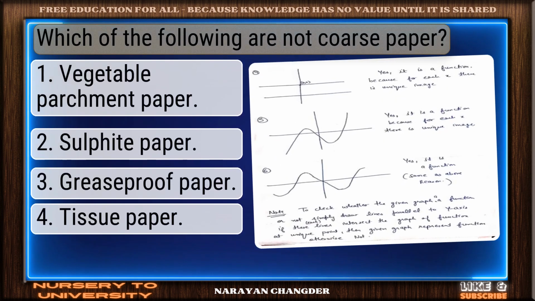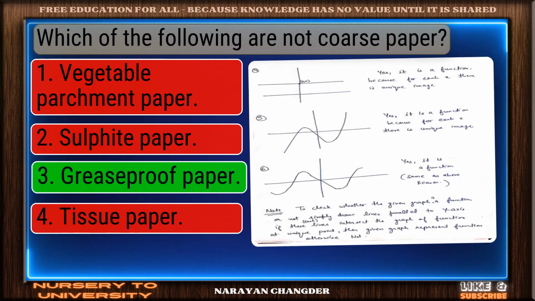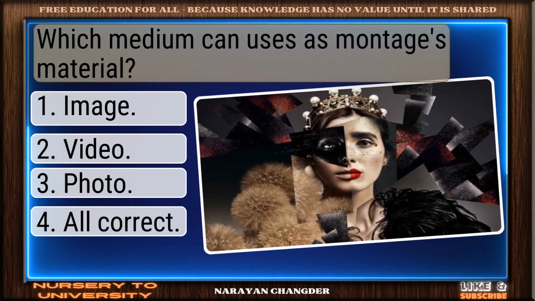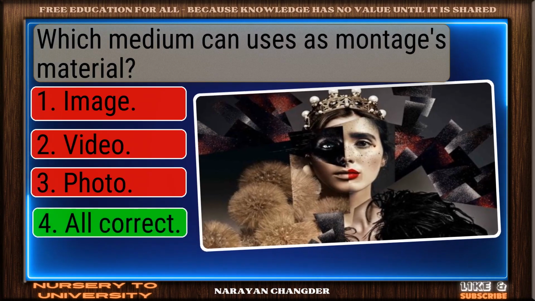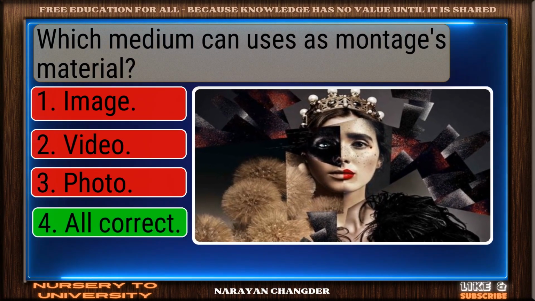Which of the following are not coarse paper? Bravo. Greaseproof paper is the answer. Which medium can use as Montage's material? On track. All correct is the correct answer.